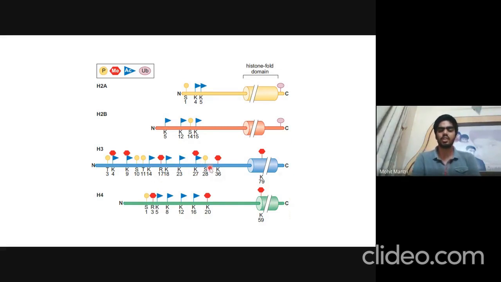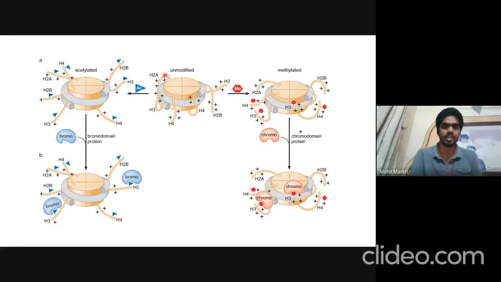So these are the sites of post-translational modification. Suppose this is an unmodified histone. Different acetylation marks can be present on different histones at different amino acid residues, such as H3K4 and so on. Similarly, methylation marks can be present, and these methylation or acetylation marks are further recognized by particular domains such as bromodomain or chromodomain, which may perform some other function.